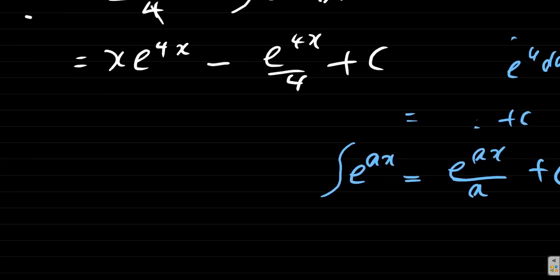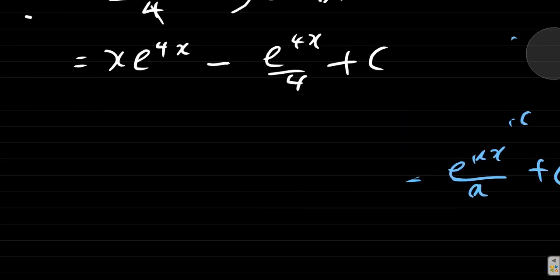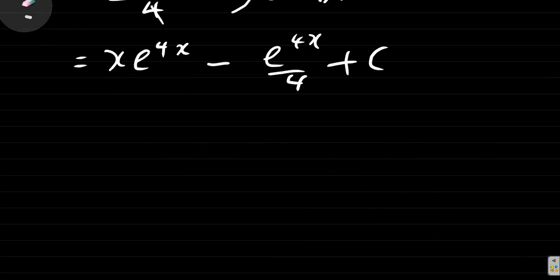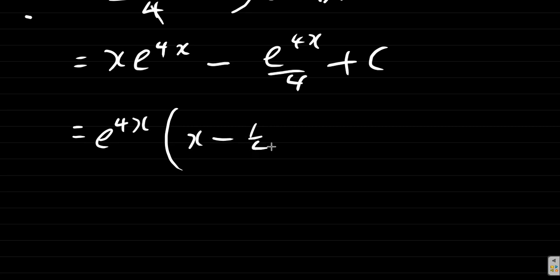What we can do also, if we want, we could factorize and get e to the 4x outside the bracket. So we'll have x minus a quarter inside the bracket, plus the constant of integration.